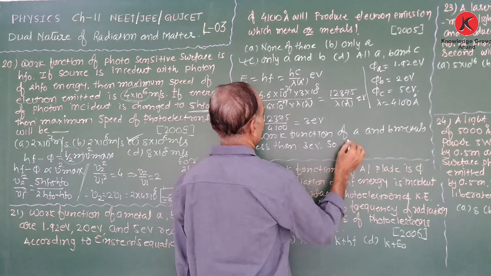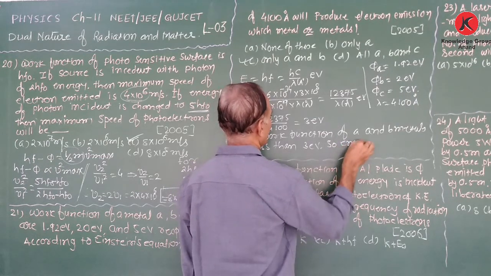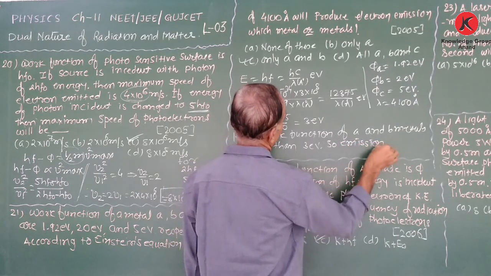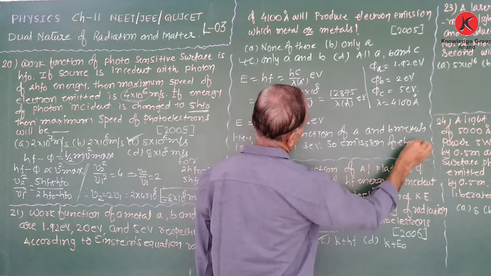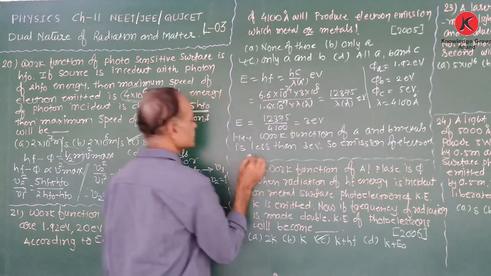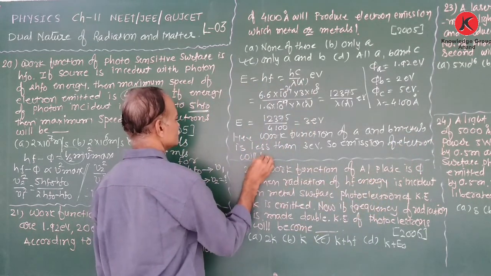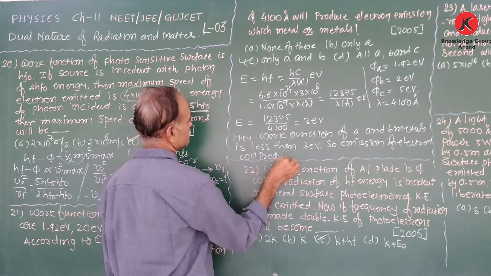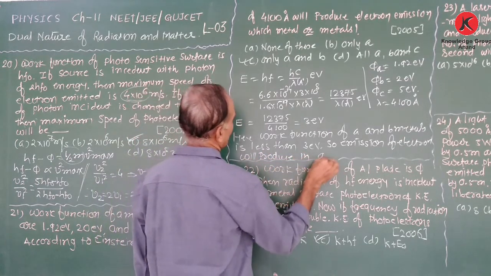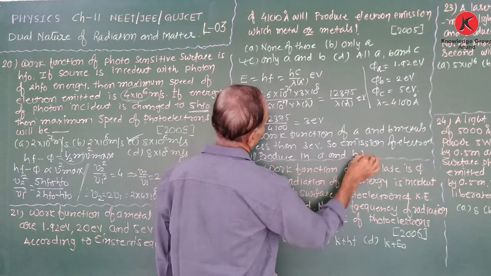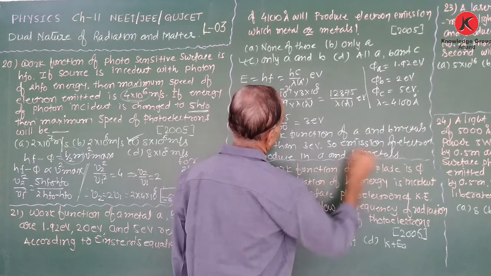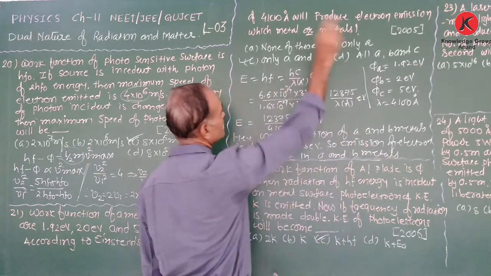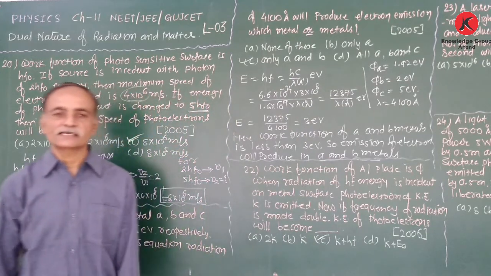So, emission of electrons will be produced in A and B metals. Therefore, C option is right.